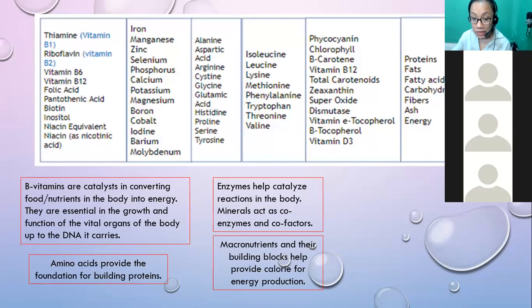katawan for metabolism. So as you can see here, the B vitamins are catalysts in converting food or nutrients in the body into energy. So that's why our Equi Spirulina is an energizer. Okay, because it is very rich in B vitamins. They are very much essential in the growth and function of the different vital organs of the body up to the DNA function. So importante yan na suportahan yung bawat molecule ng DNA na kinikerry ng 37 trillion cells natin. The amino acids that are present here, essential and non-essential, provide the foundation for building proteins.